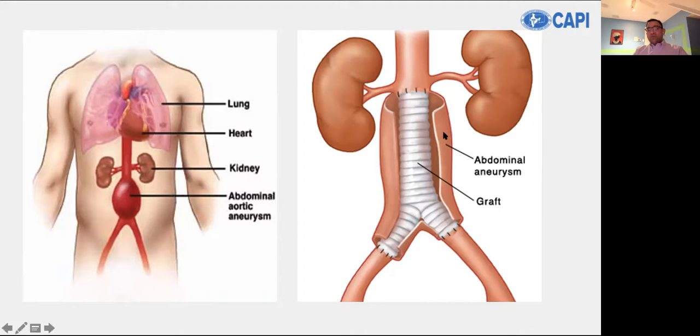The traditional way has been open aortic surgery. You do a midline laparotomy, excise the diseased segment, and replace it with the same Dacron graft that Dr. Bonde mentioned.